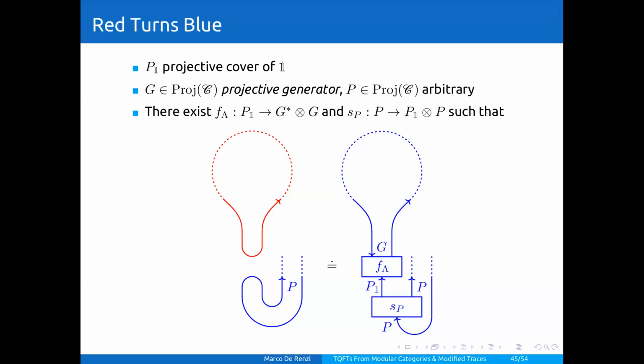I have another question. Your TFT, this was valued in vector spaces. How far is this from being a once extended TFT? This can be extended once. Is this obvious that you can do this? It's not obvious, but it's a paper that's in the writing.